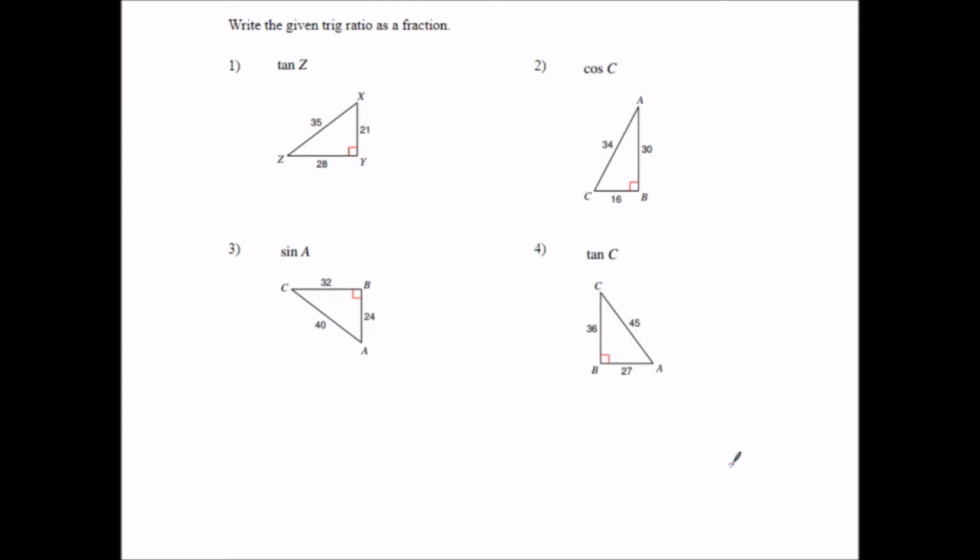So the first part of this goes over just setting up the different trig ratios. So kind of review, it says write the given trig ratio as a fraction, so tan of Z. So here's Z, right? And tangent, so we're going to use SOHCAHTOA. For tangent, we need opposite and adjacent.